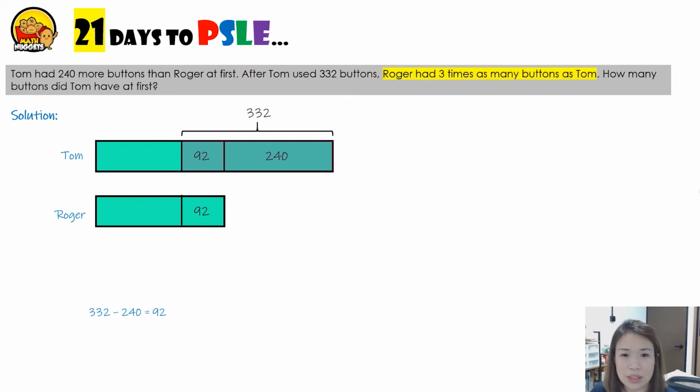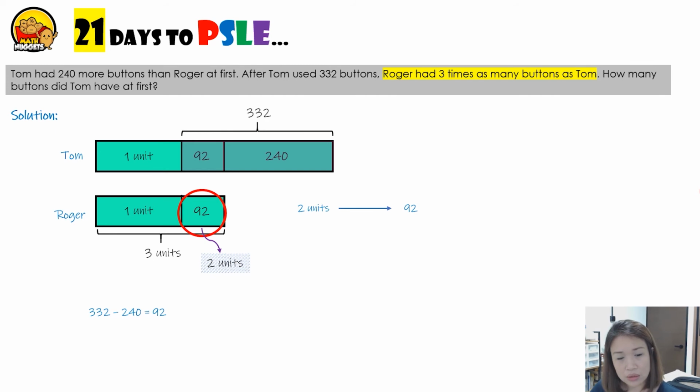So in the end, Roger has 3 times as many buttons as Tom. Okay, so which means in the end, Roger is 3 units and Tom would be 1 unit. Which tells us that 92, that part there would be 2 units, right? 3 minus 1, we get 2. So 92 is 2 units. With that, we can find out what's 1 unit by dividing. 92 divided by 2 is 46.